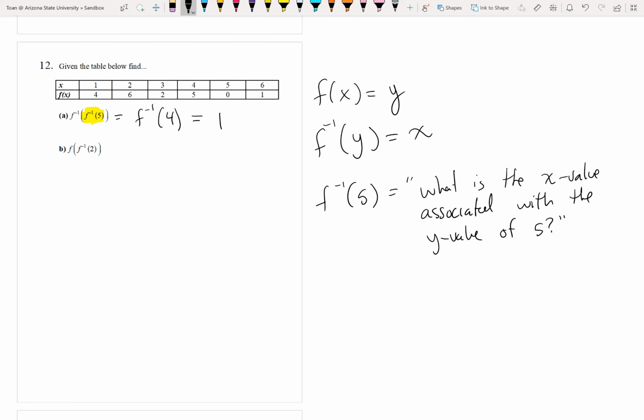For letter B, we actually didn't need the table. The idea is that a function composed with its inverse, when you put a function and its inverse together, they sort of cancel out. So the whole answer is 2. I mean, yeah, you could have just done this blindly.